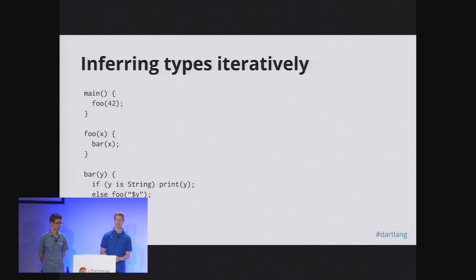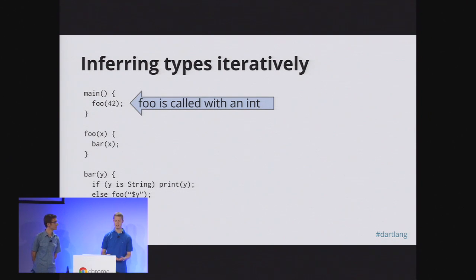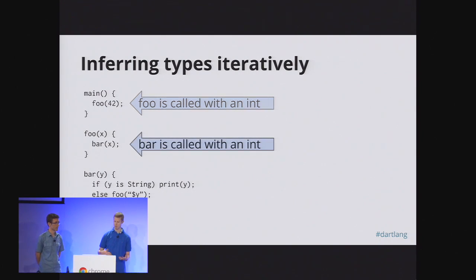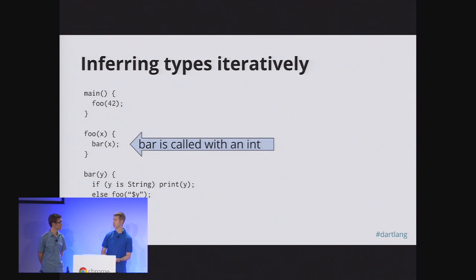Here's a simple example of how that works. The main function calls foo, which calls bar, which calls foo again. So a bunch of functions calling each other. How do we infer types for the parameters of these things? How do we get the compiler more information? Well, we start by looking at main. It's very simple. By analyzing main, we can see that foo is called with an integer parameter. So far so good. We analyze foo under the assumption that it is called with an integer parameter. Do we learn something from that? Sure. Bar is apparently also called with an integer parameter.